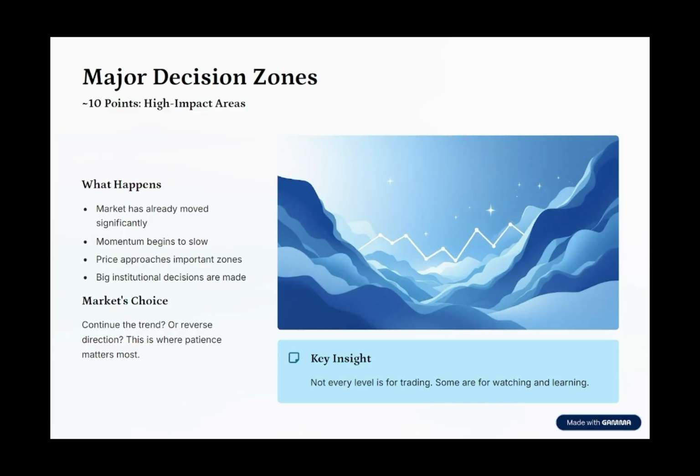Patience here, it plays a big part when we have a spread of 10. There will be times where price will churn in this zone for a while before a clear direction is made. Keep in mind that not every level is for trading. Some are for watching and learning.